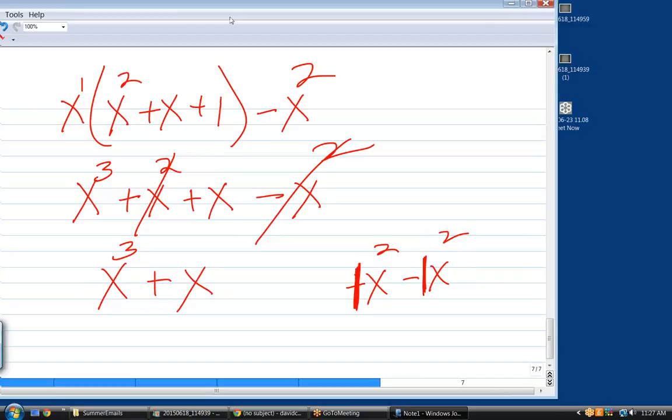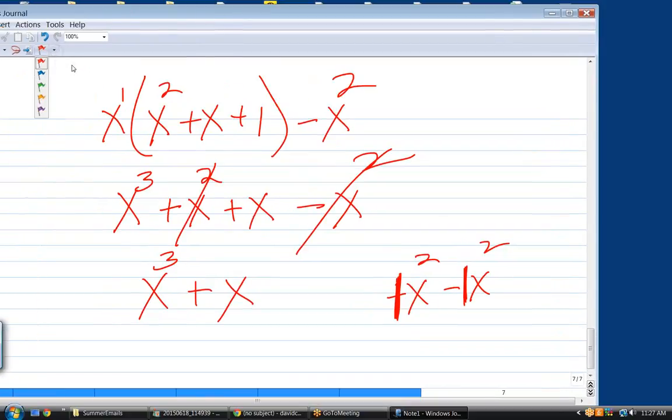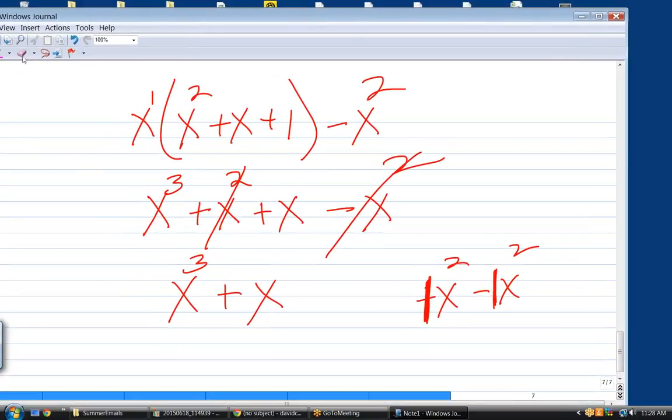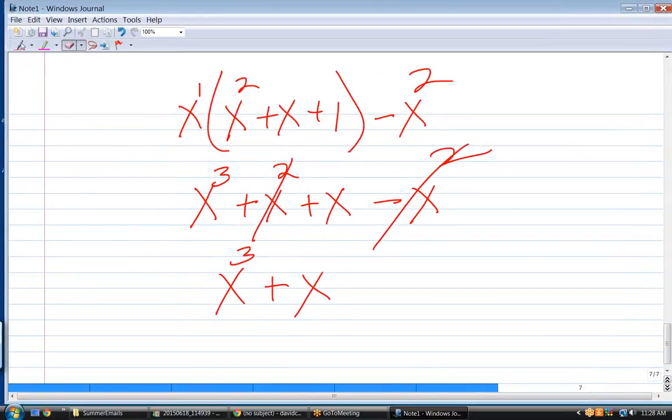Remember one thing here: you can only add and subtract like things. When I get x cubed plus x, that's not x to the 4th. If I was multiplying, it would be. If I had x cubed times x, that would be x to the 4th. But when I'm adding them, I can't really add them. They're different things. This is an apple, this is a pear. So that's my final answer.